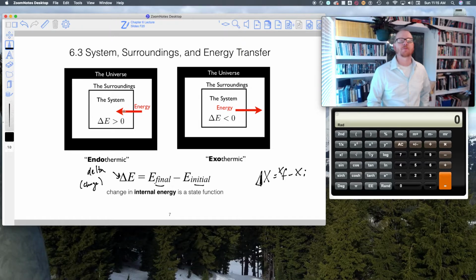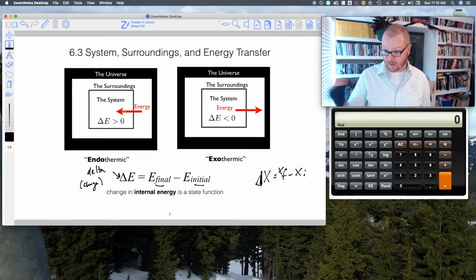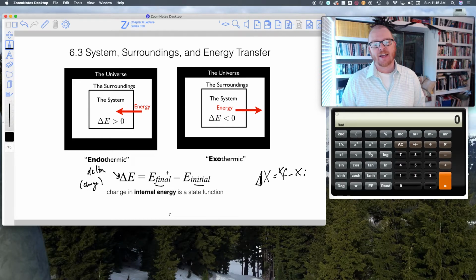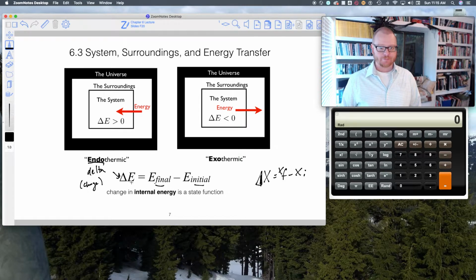And in the case of this being either an open or closed system, right, because those can exchange energy, when energy goes from the surroundings to the system, as viewed by the system, the delta E of the system will increase. So in other words, the final state is now greater than the initial state. That gives us a positive quantity. We call this endothermic, meaning heat is moving into the system, okay?